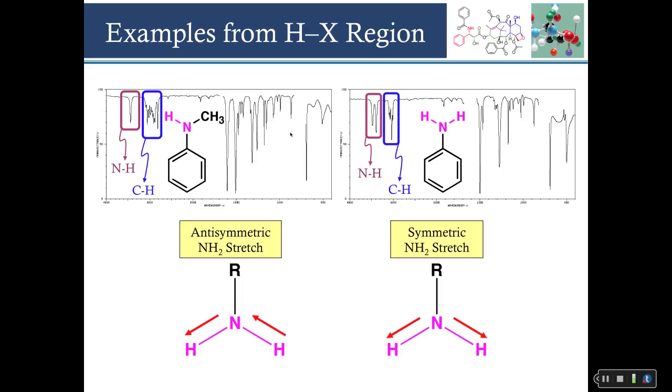So I always remember those as kind of like Dracula fangs, right? The vampire fangs there. Those two vampire fangs are going to be telling us that we've got this symmetric and anti-symmetric stretch going on, and it really points to a primary amine, an NH2, because you've got to have that primary amine to observe that.